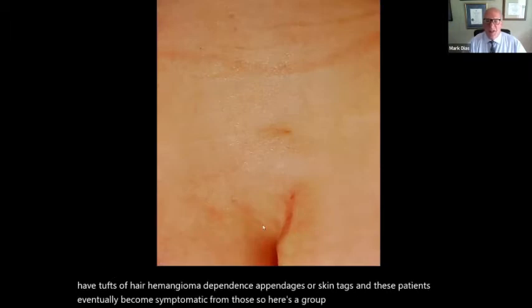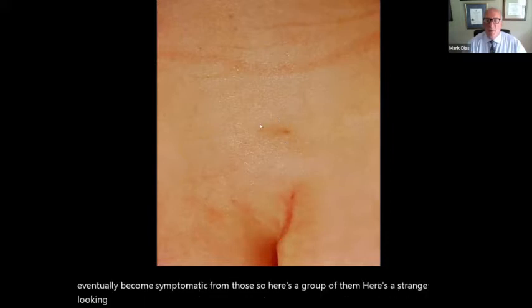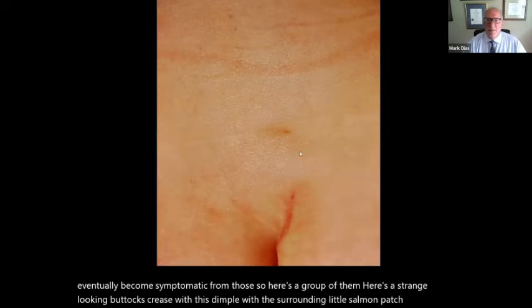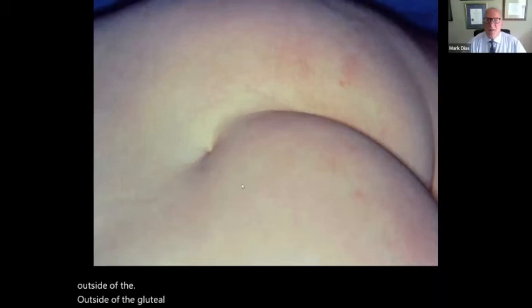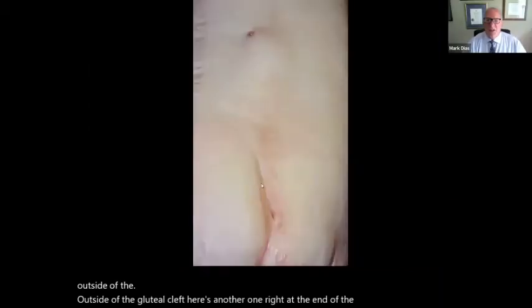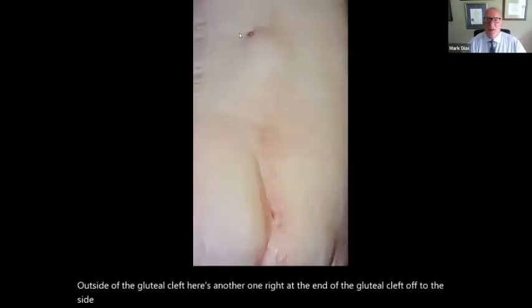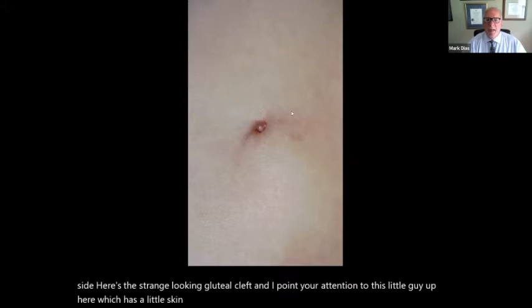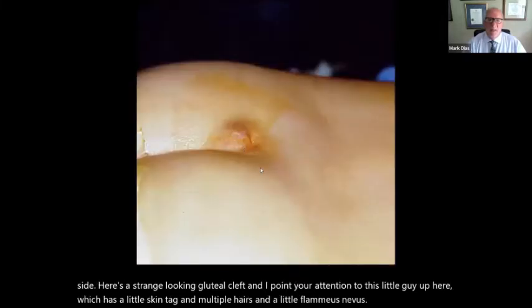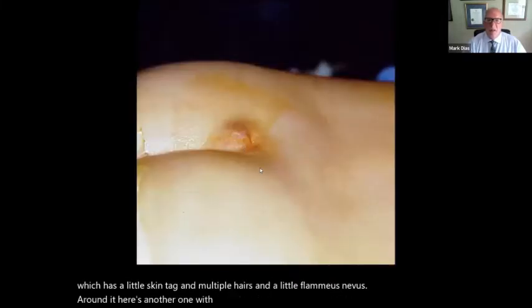So here's a group of them. Here's a strange-looking buttocks crease with this dimple with a surrounding little salmon patch here outside of the gluteal cleft. Here's another one right at the end of the gluteal cleft off to the side. Here's a strange-looking gluteal cleft, and I point your attention to this little guy up here, which has a little skin tag and multiple hairs and a little flammeus nevus around it. Here's another one with a dermoid within the skin right at the top of the gluteal cleft.